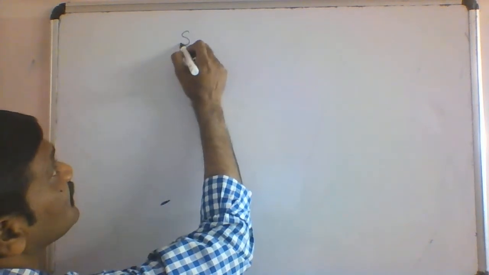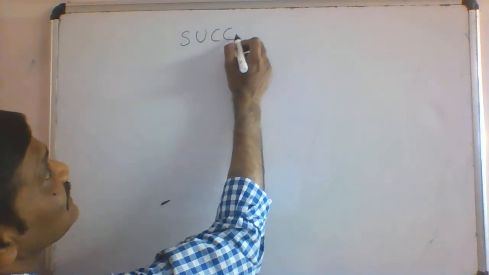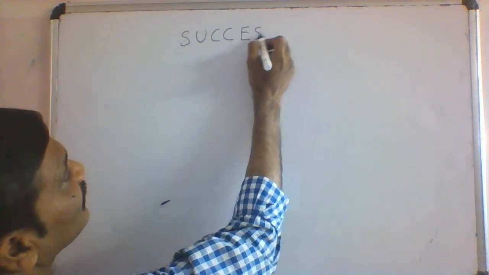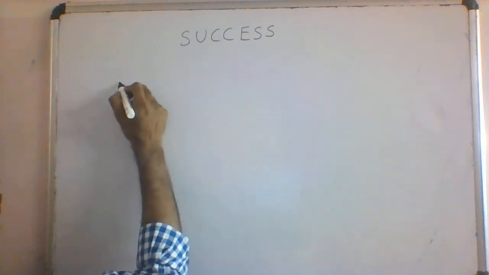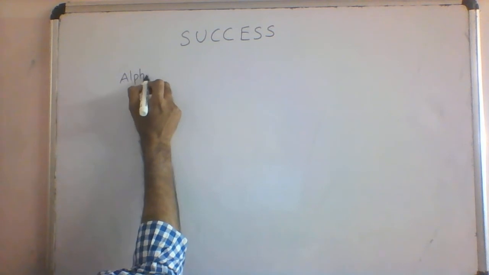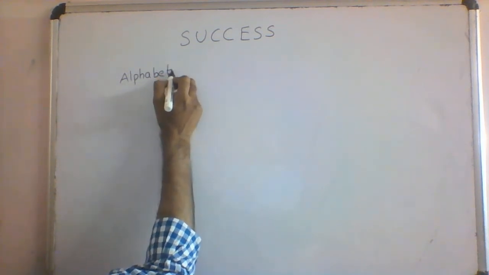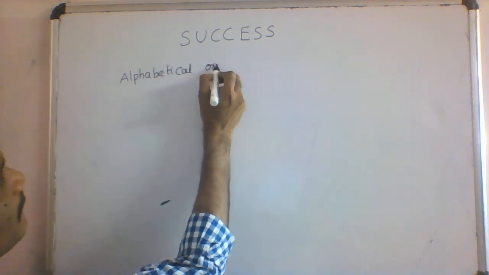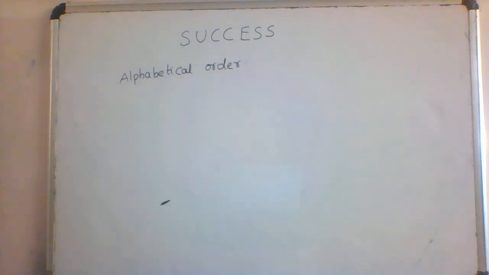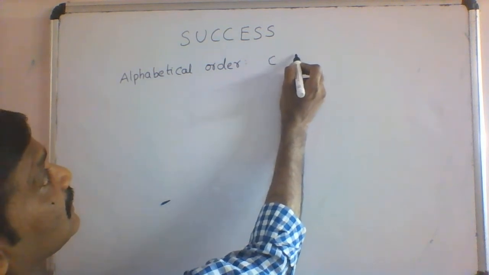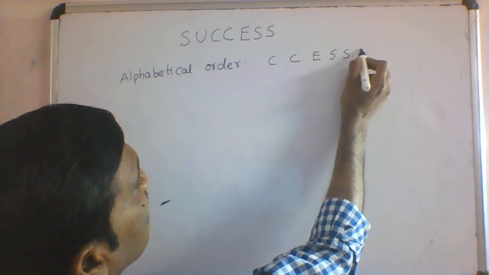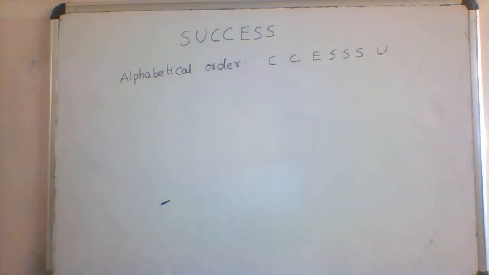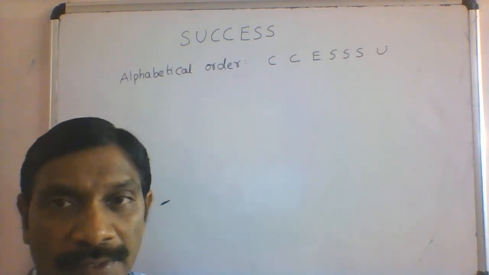See, success, SUCCESS. What we have to do? Write in alphabetical order: C, E, S, and U. That is the alphabetical order.